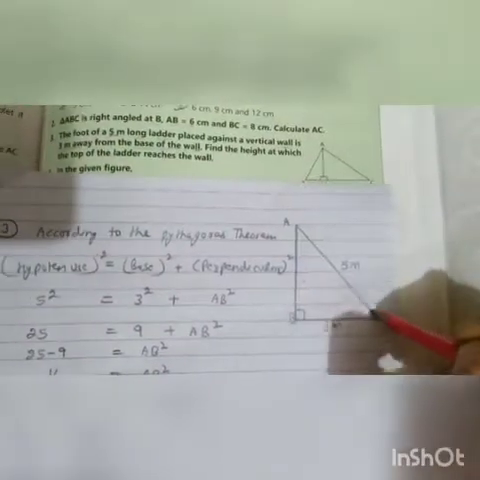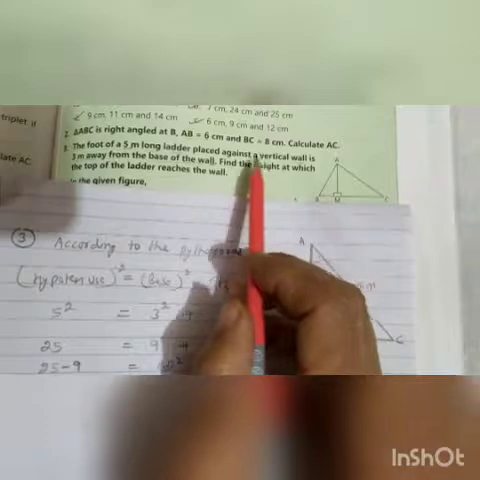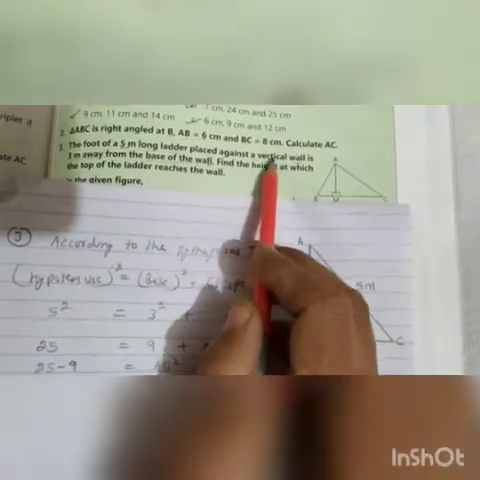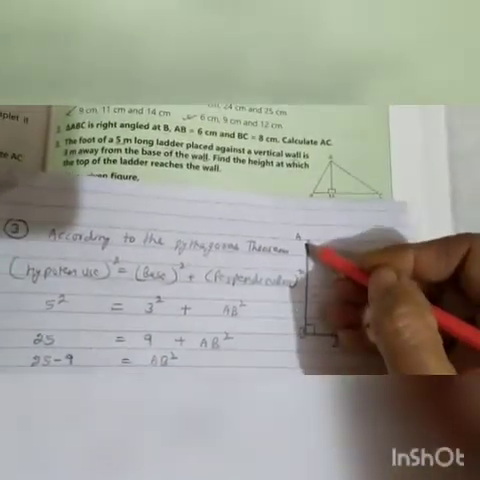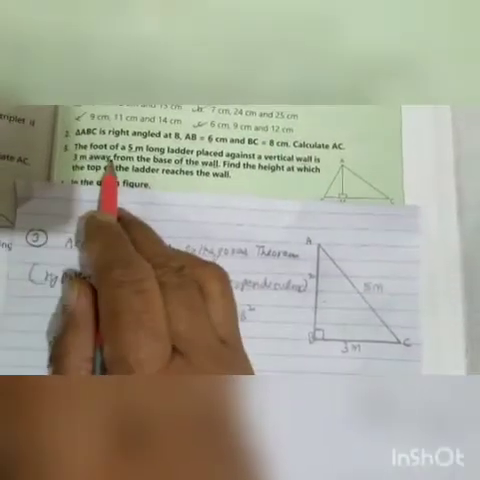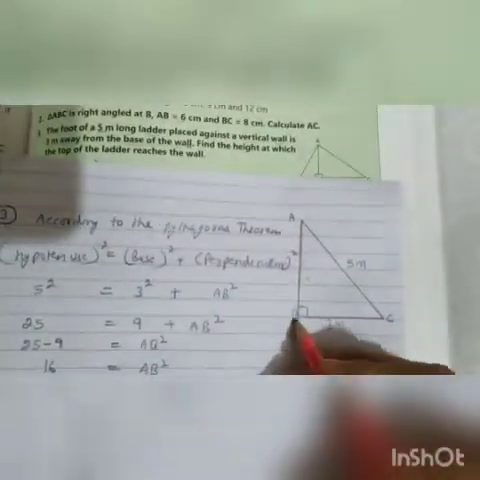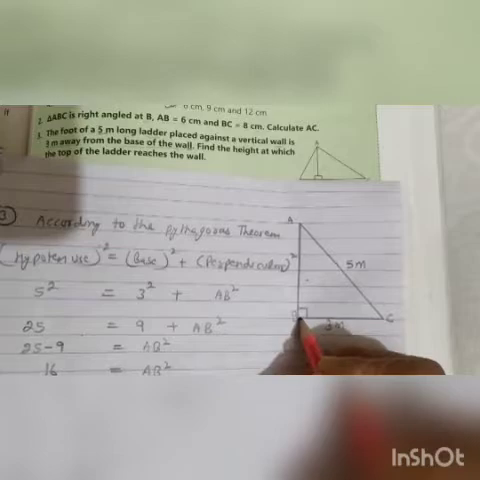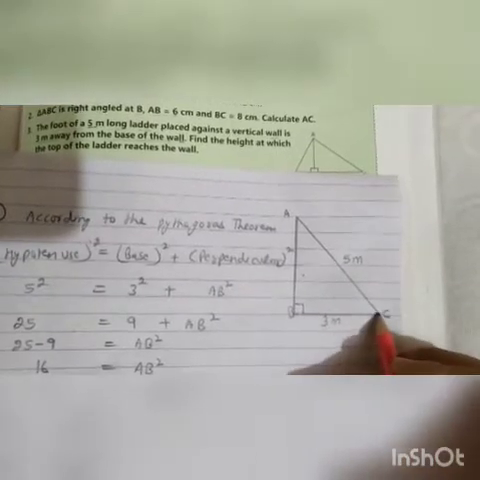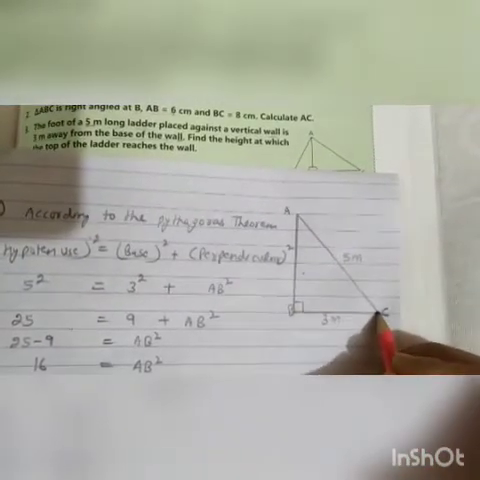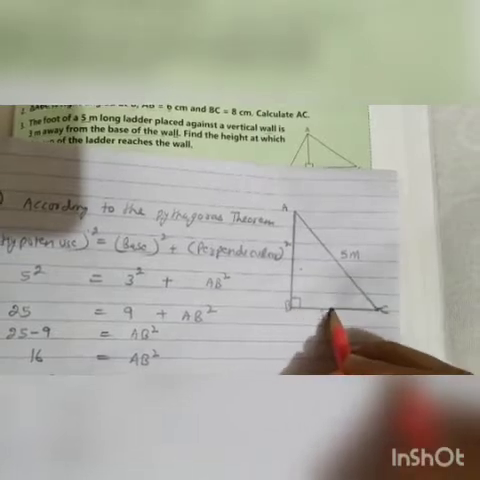So this side is 5 meter, and when it is placed against a vertical wall, this is a vertical wall, the foot is 3 meter away from the base of the wall. This point B is the base of the wall and this is the ladder. Lower end of this ladder is 3 meter away from the wall. Clear? We have to draw the figure first, then we will solve it.